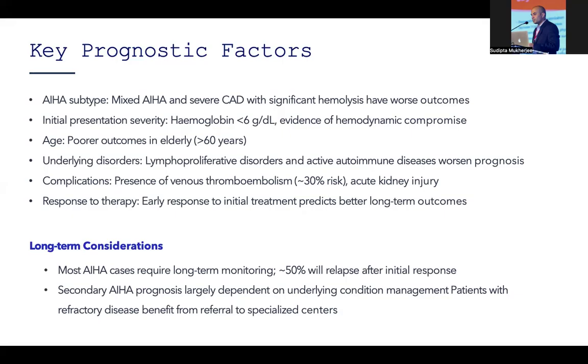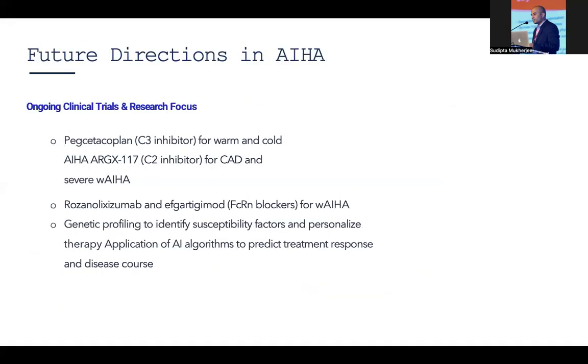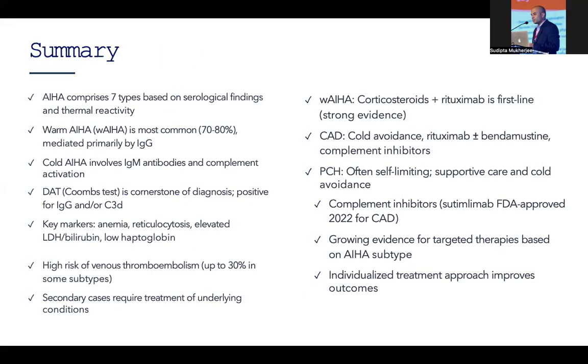In terms of long-term consideration, most autoimmune hemolytic anemia cases need long-term monitoring, with 50% relapses. In case of secondary autoimmune hemolytic anemia, prognosis largely depends on the underlying condition outcome. So if you can manage the underlying autoimmune disease or hematological malignancy better, they usually do not recur. Otherwise, you need to continue treatment for them also. In terms of future generation, there are some new molecules that I've already mentioned, along with genetic profiling to identify susceptibility factors and personalized therapy in certain groups of patients.